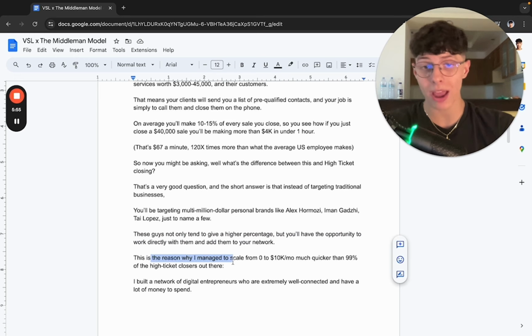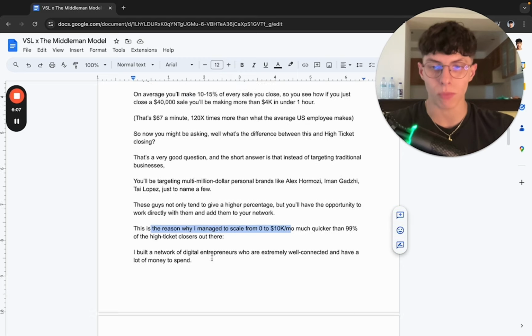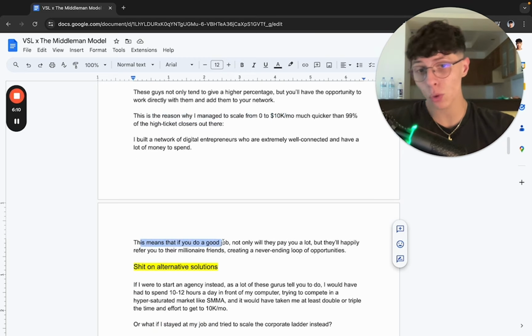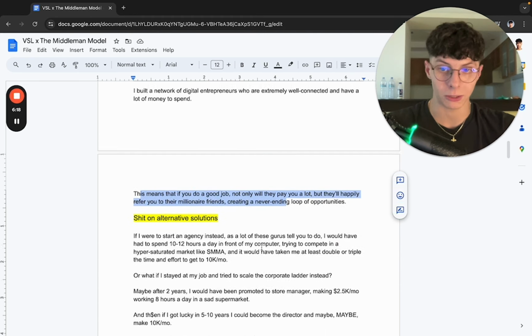This is the reason why I managed to scale from zero to $10,000 a month much quicker than 99% of high-ticket closers out there. I built a network of digital entrepreneurs who are extremely well-connected and have a lot of money to spend. This means that if you do a good job, not only will they pay you a lot, but they'll happily refer you to their millionaire friends, creating a never-ending loop of opportunities.